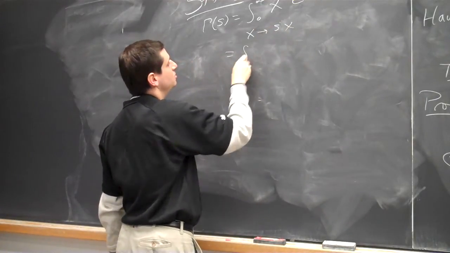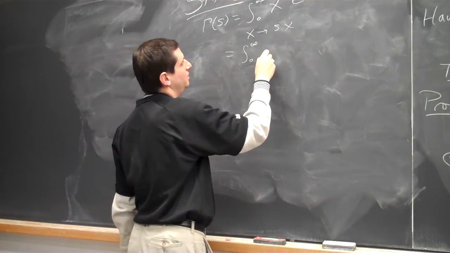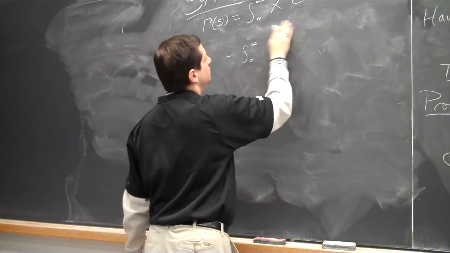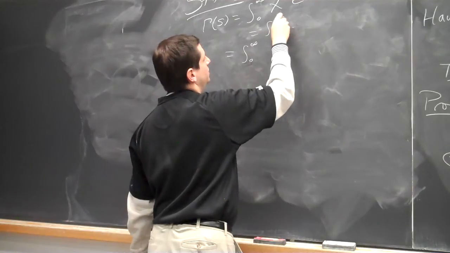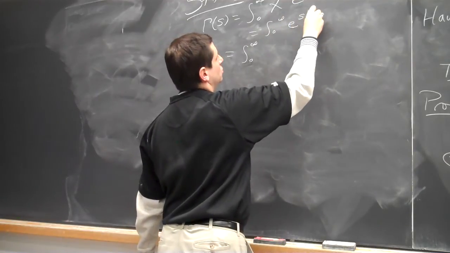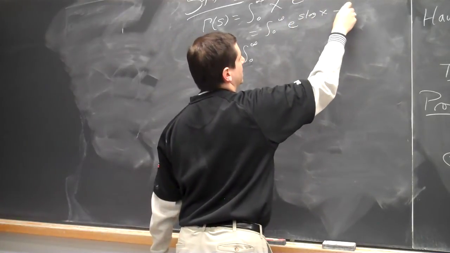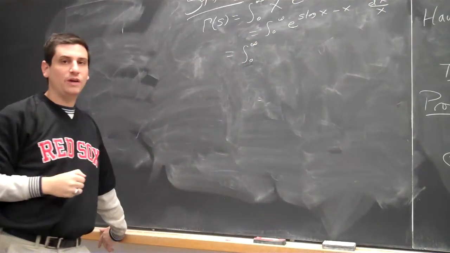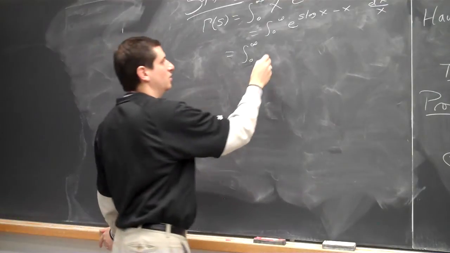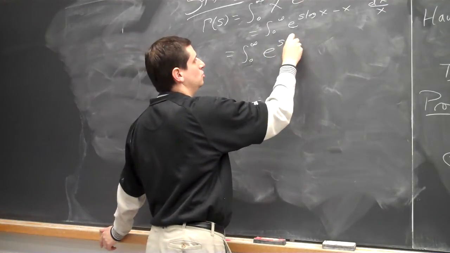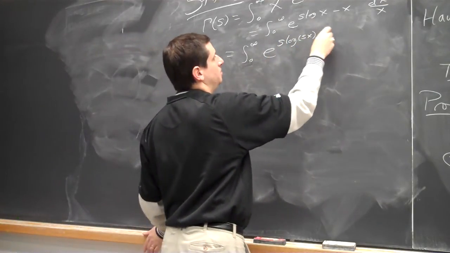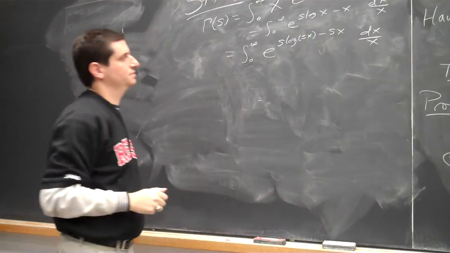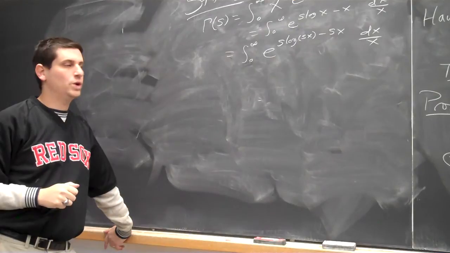And now we would get the integral from 0 to infinity of what? I'll write this first as 0 to infinity e to the s log x minus x dx over x. So now when I replace x with sx, I'll get e to the s log sx minus sx dx over x. What can I do?